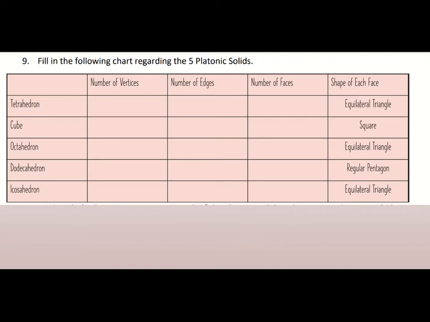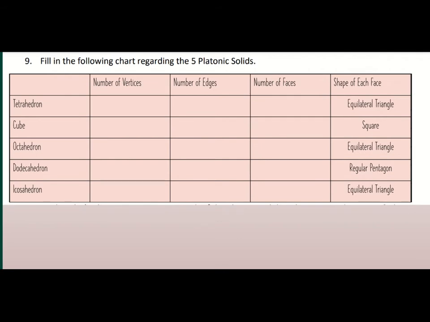This problem, number 9, was also taken directly from one of the homeworks and one of the lectures that were already given, on section 4.5. 4.5 was Platonic solids. So you can go and view that lecture or do homework 12 in order to get these values.